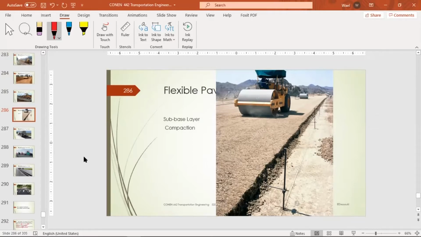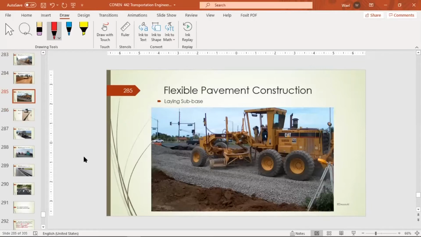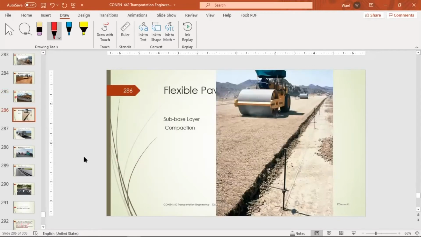Because when the sub base is laid, it's disturbed soil and its density is low, right? So that's why we compact it, to increase its density. Once the density increases, its ability to carry load increases significantly. And that's what we are looking for. We are looking for specific load bearing for this layer. This specific load bearing cannot be achieved if it's not compacted well.